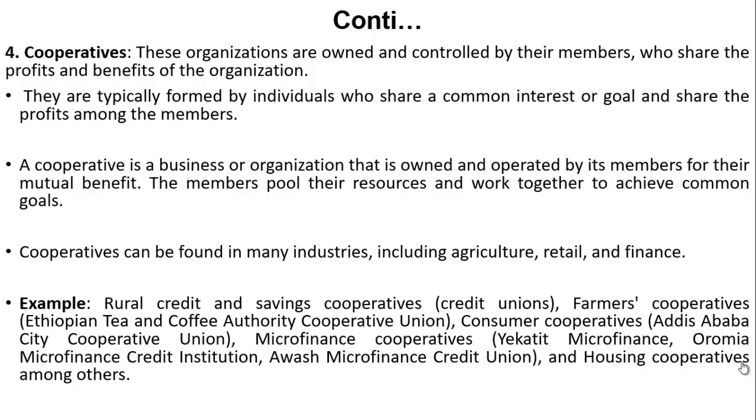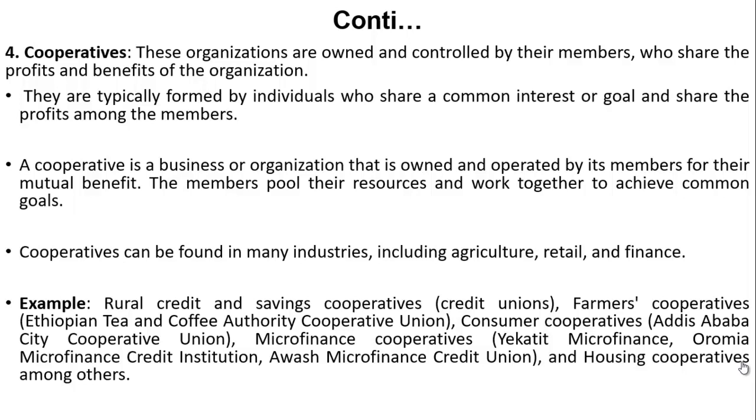Cooperatives are types of organizations. These organizations are owned and controlled by their members. Members come together and establish cooperatives who share profits and benefits of the organizations. Once they establish it, then they share the profits and benefits of the organization. They are typically formed by individuals who share common interests or goals and share the profits among the members.